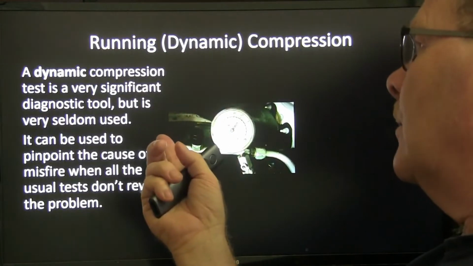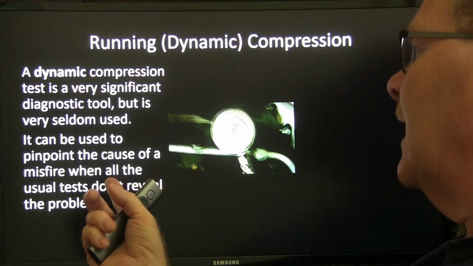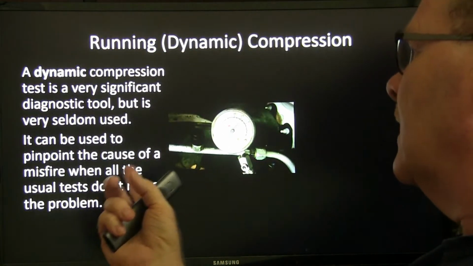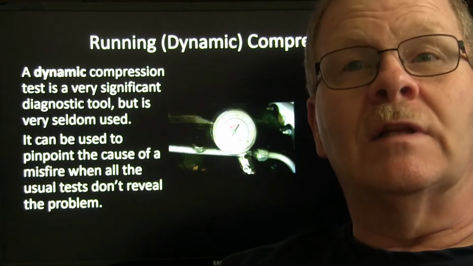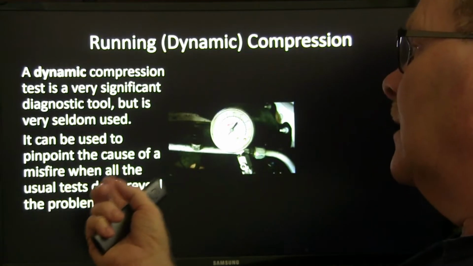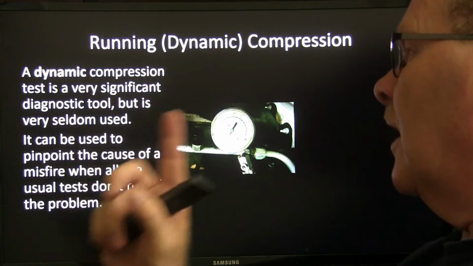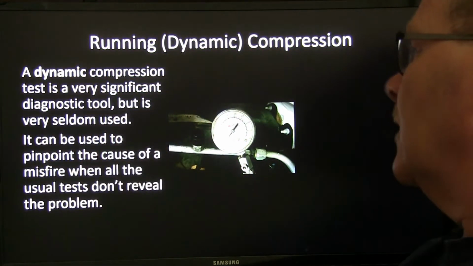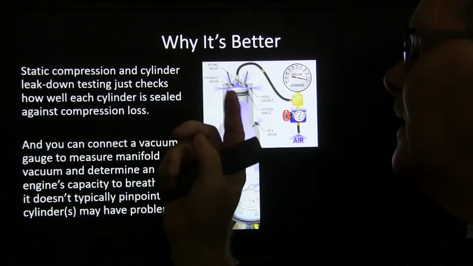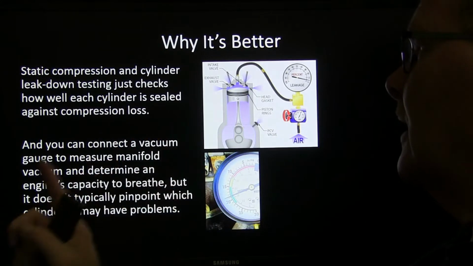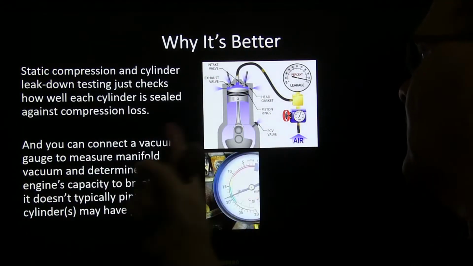Well, a dynamic compression test is a really significant diagnostic tool, but it's very seldom used. That's the dynamic compression test: checking the compression with the engine running. Now, it can be used to pinpoint the cause of a misfire when all the usual tests don't reveal the problem. Alright, so static compression and cylinder leak down just check how well each cylinder is sealed against compression loss.